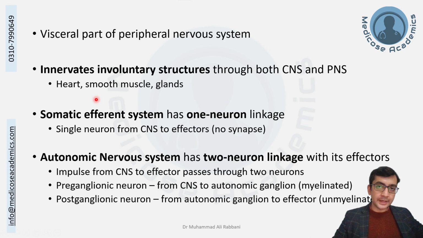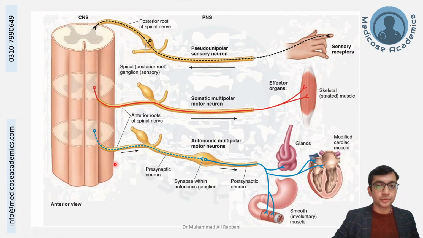In general, the somatic system was a one neuron linkage. From the central nervous system, the axon reached directly to the effector organ. In the autonomic nervous system, there are two neurons. Let me show you better with an example. There is an impulse from the CNS that first relays in a second neuron outside the CNS, but then that reaches the organ. So in case of the somatic system, somatic efferents, the cell body is present in the central nervous system.